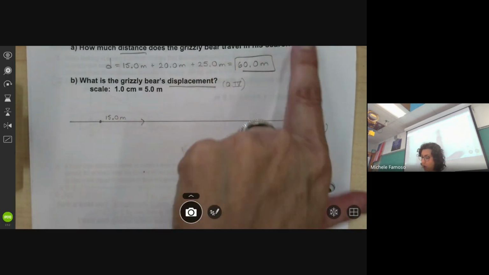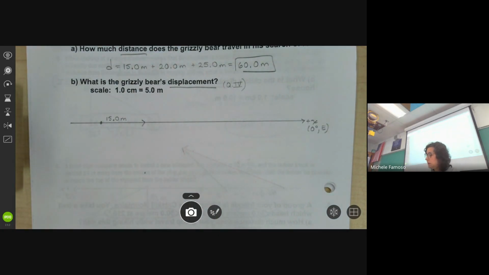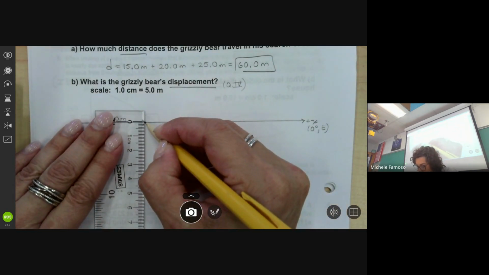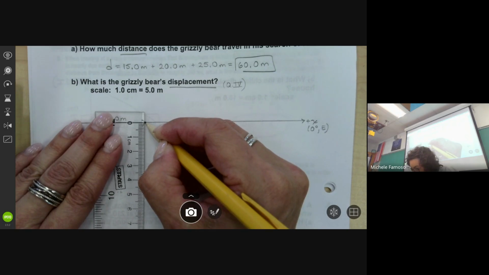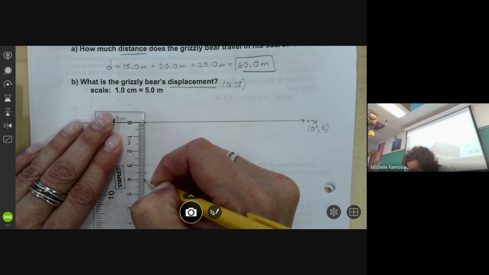So now, how long is that one going to be? 20 in the scale is 4 centimeters. So we're going to start here, go in the direction of that dot you just made, and it needs to be 4 centimeters long.